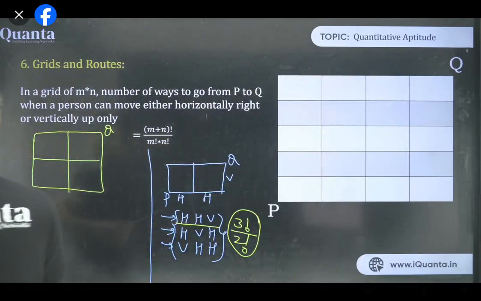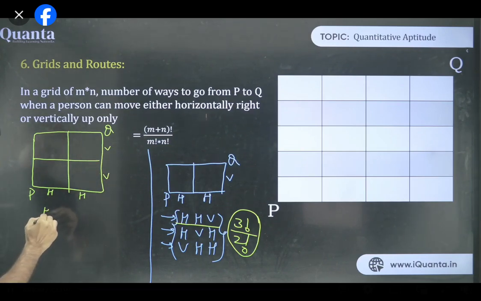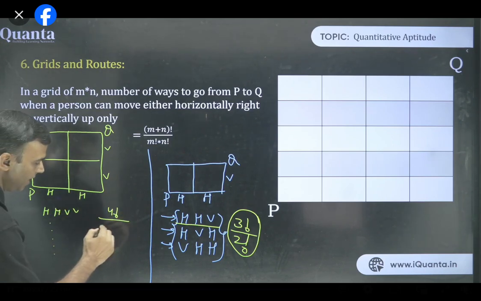Wow, wow, what a thing. So this is H, this is H, this is V, this is V. How do we take it? We can take H, H, V, V, and instead of writing all possibilities, just count the number of ways of arrangement, which is 4 factorial divided by 2 factorial, 2 factorial.